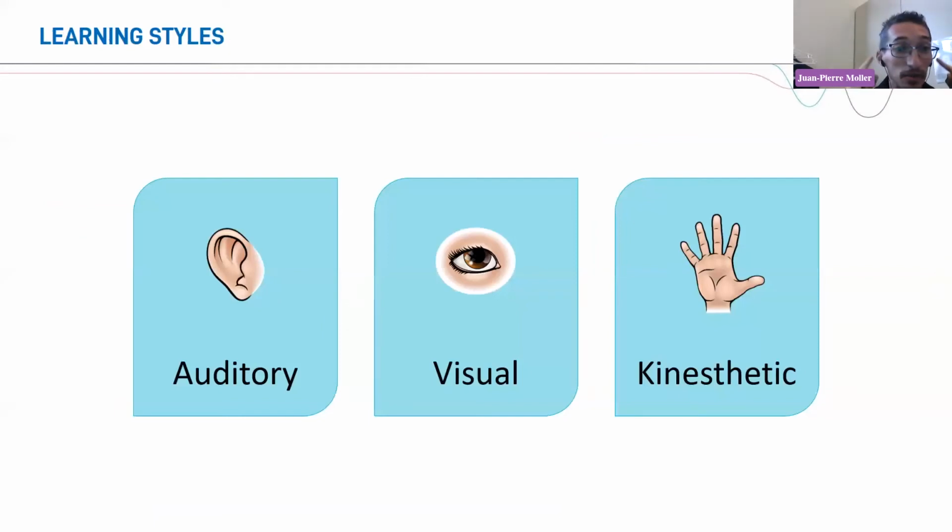Okay, so we listen with our ears, we use our eyes, and we also use our hands. These are the learning styles that we use. So I want to explain each one of them briefly for you.